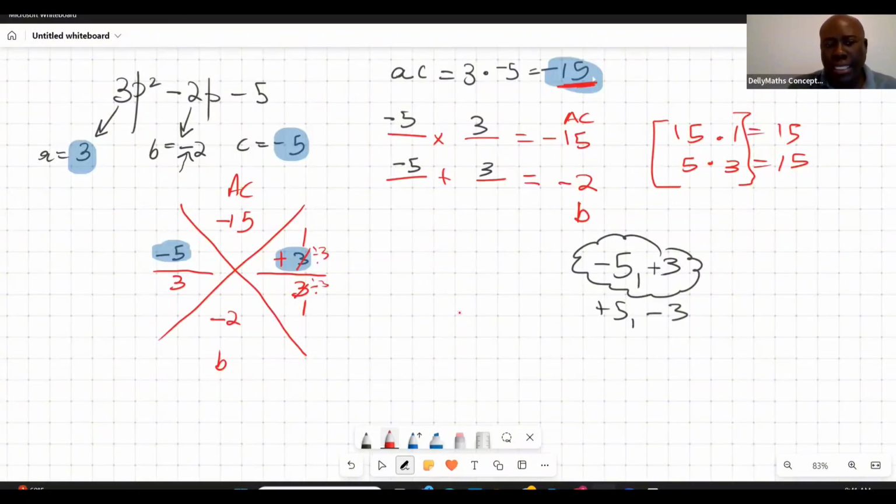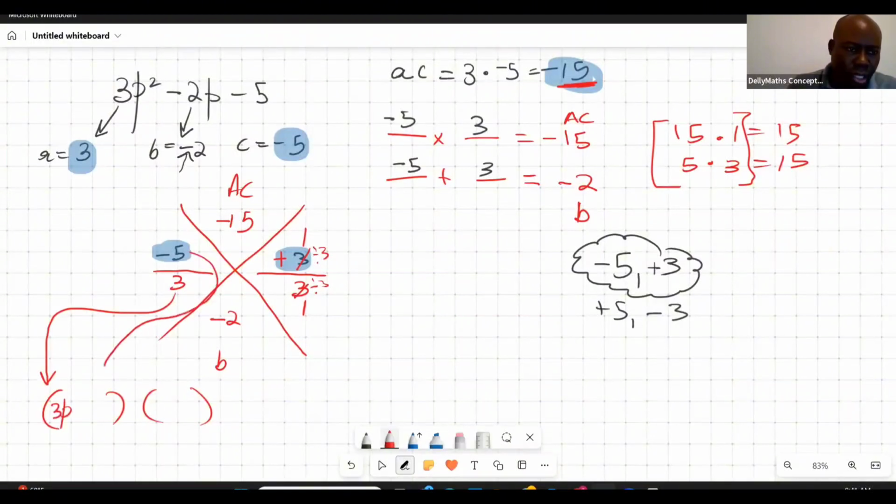What do we do with these? Well, this is what you do with your final stop. You open two parentheses. The denominator will form the coefficient of the x, or in this case, the coefficient of the p. So you will have this coming here as 3p, and the numerator, which is -5, will come here as the second term.